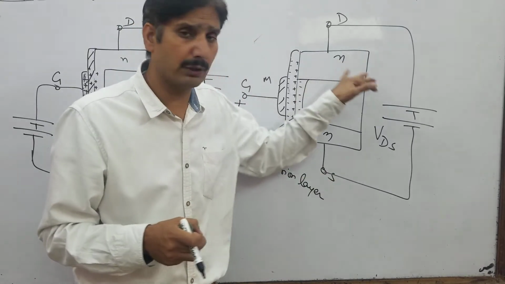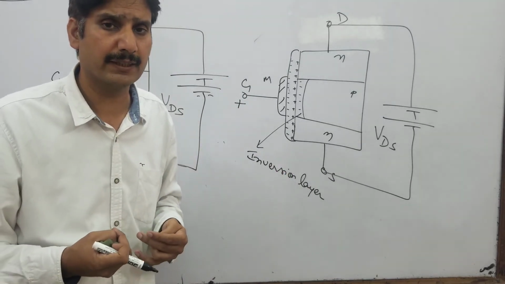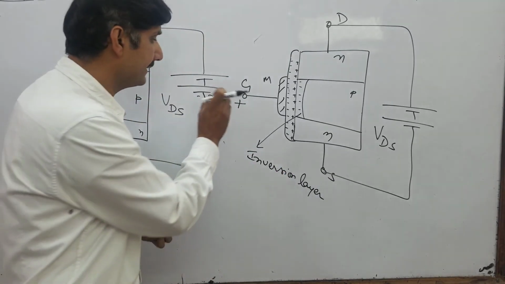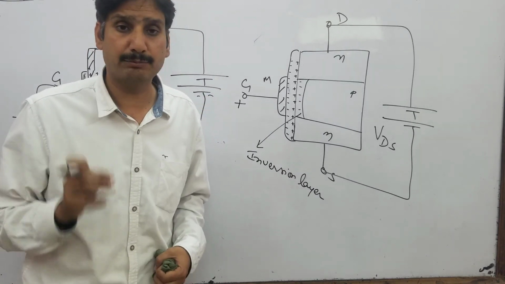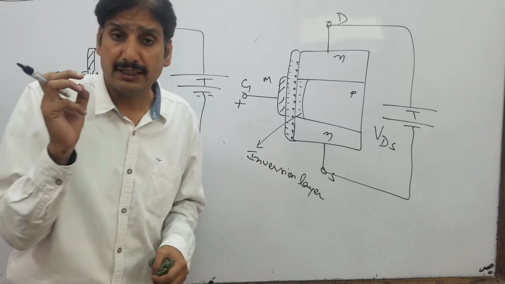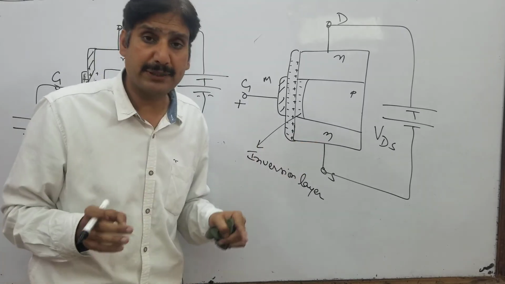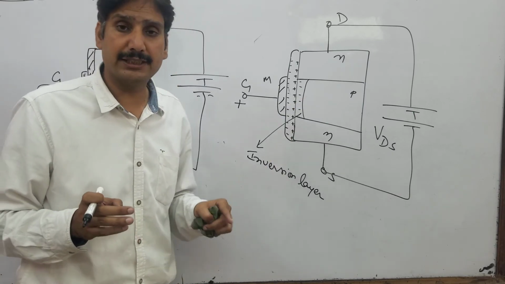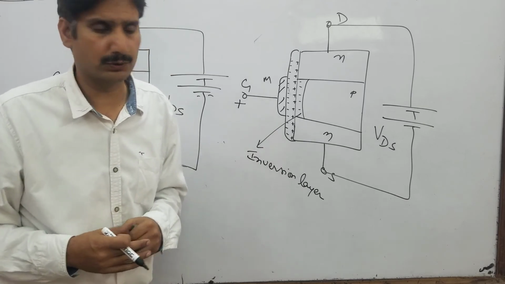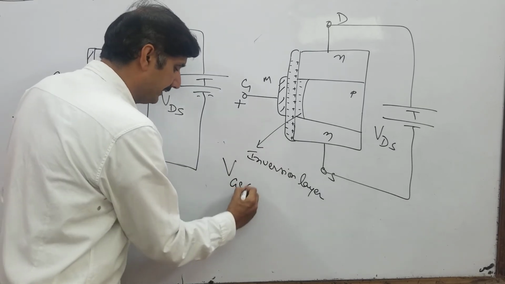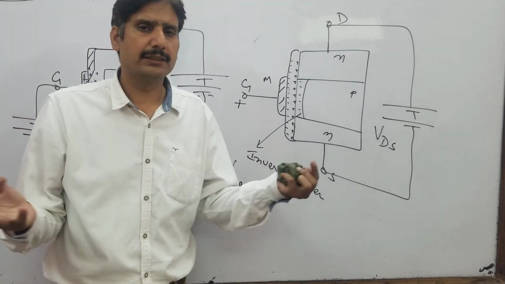The electrons will move from source to drain, and the conventional current will flow from drain to source. This minimum positive voltage for N-channel MOSFET, which must be present at the gate to create that inversion layer and to start the flow of current, is called the threshold gate source voltage, VGS threshold, and its value can vary in the market.